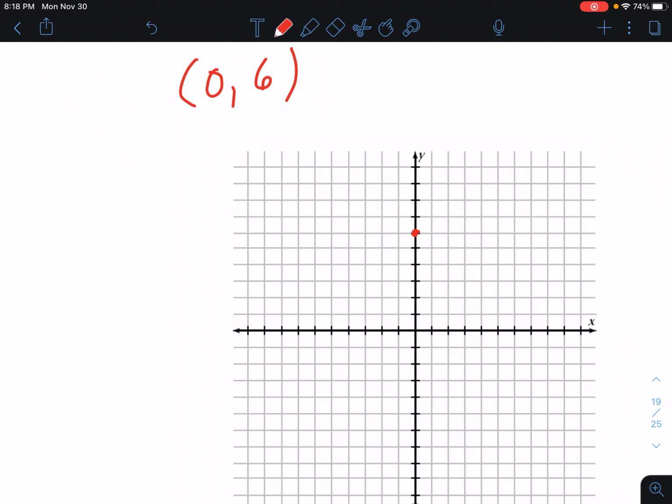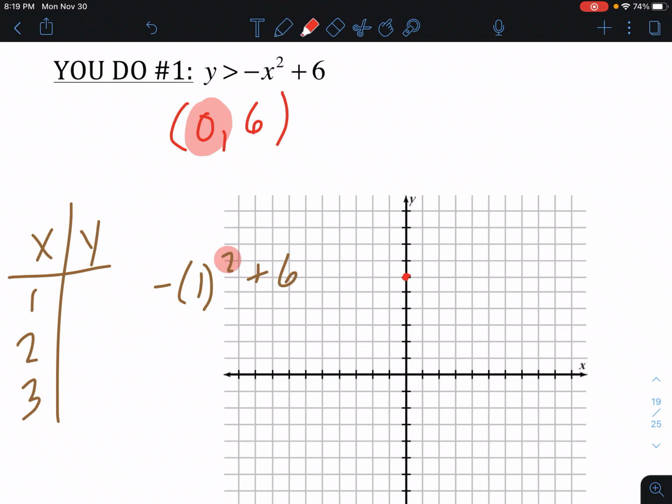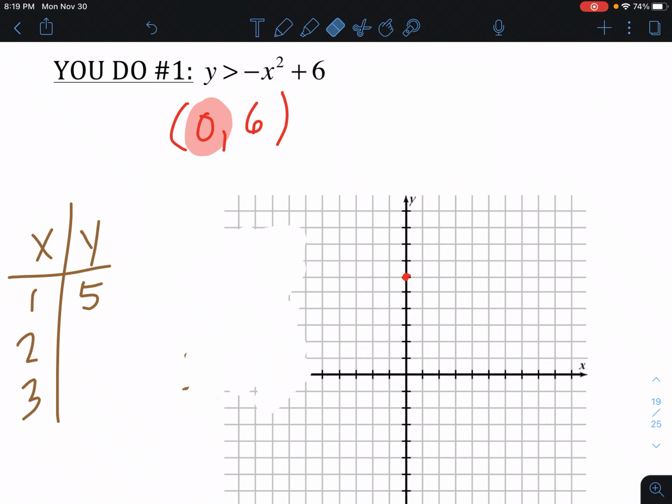So let's go to my XY table. X values to choose. My first X value up right here is 0, so let's go with 1, 2, 3 in this problem. So let's go, okay, we're going to use the formula again, -1 squared plus 6. Remember, you want to do the exponent first, so bring down the negative, and then 1 squared is 1, and then that's -1 plus 6 is 5. So throw the 5 into your table.